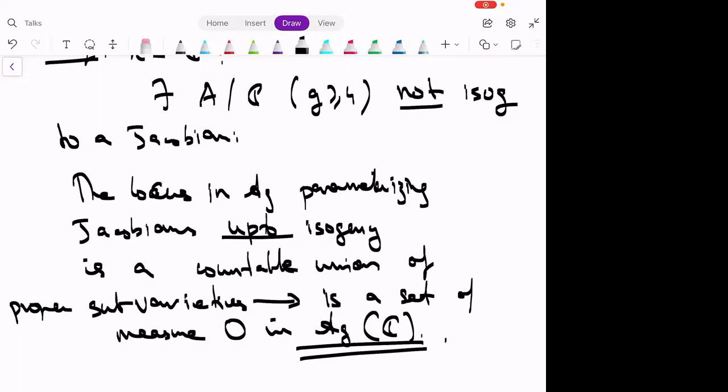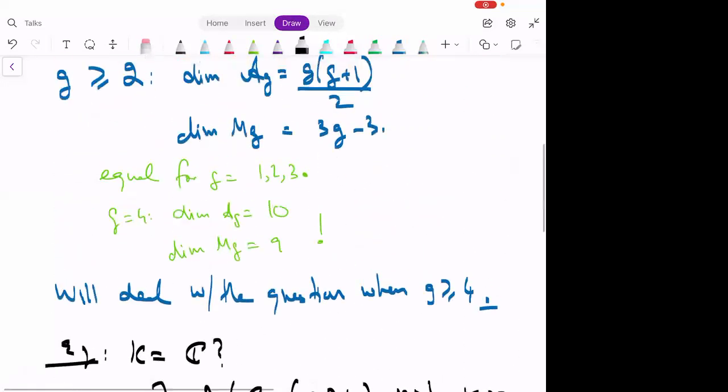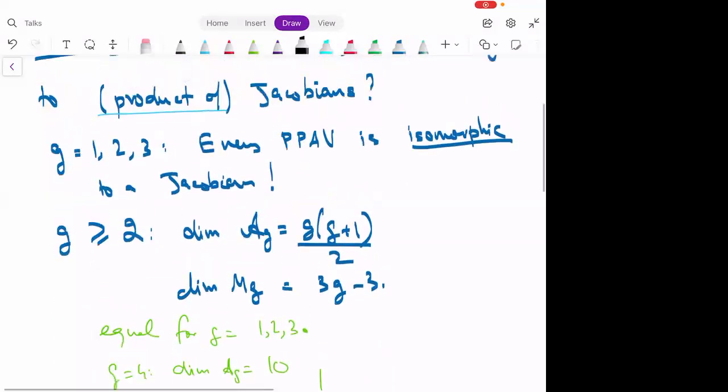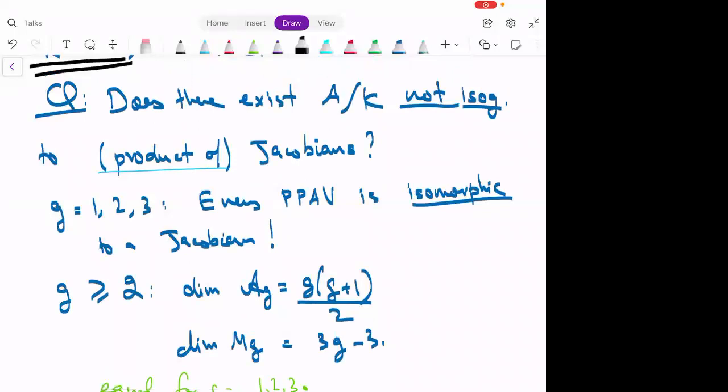Sorry, what do you mean by products, Kumar? In other words, if all the Jacobians are a set of measure 0, then finite products will also be a set of measure 0. Exactly right. And in fact, just to be extremely precise, the locus that's a product of Jacobians is just going to be contained in the closure of the Jacobian locus.